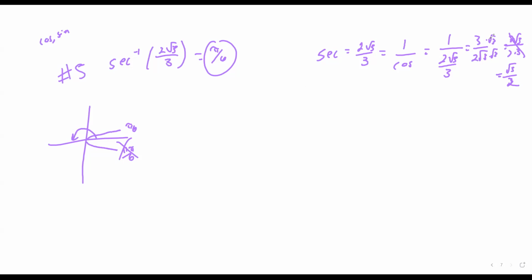So it's not always about memorization. You can always calculate the answer too, when in doubt. All right, let's look at one more of these types. So we'll look at number 7. This says arc sine of 0.